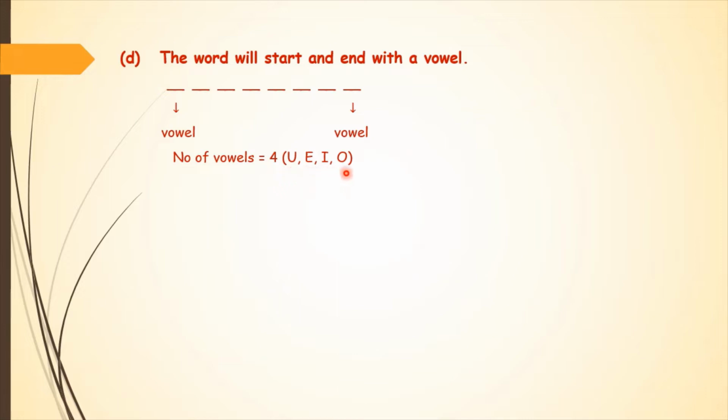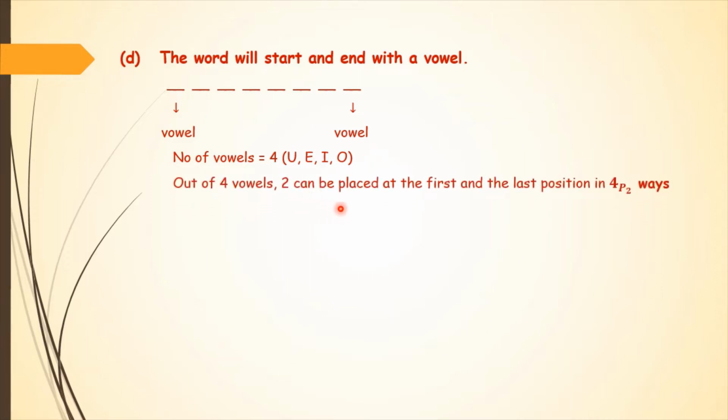Out of these 4 vowels, we want to select 2, and these 2 vowels will be arranged at these marked positions. So first time now in this problem we are using the formula of permutation. Out of 4 vowels, we are going to arrange 2 at these extreme positions, which can be done in 4P2 ways. Out of 4 vowels, 2 can be placed at first and last position in 4P2 ways.